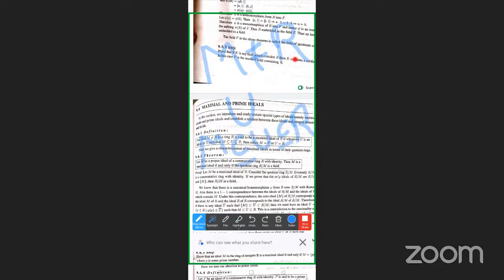M is an ideal of R, R is also an ideal, and U is any ideal of R such that M is a subset of U, a subset of R. So between these two ideals, M and R, if there exists an ideal U, then either M is equal to U, or U is equal to R. It's clear? So there is no ideal between M and R.